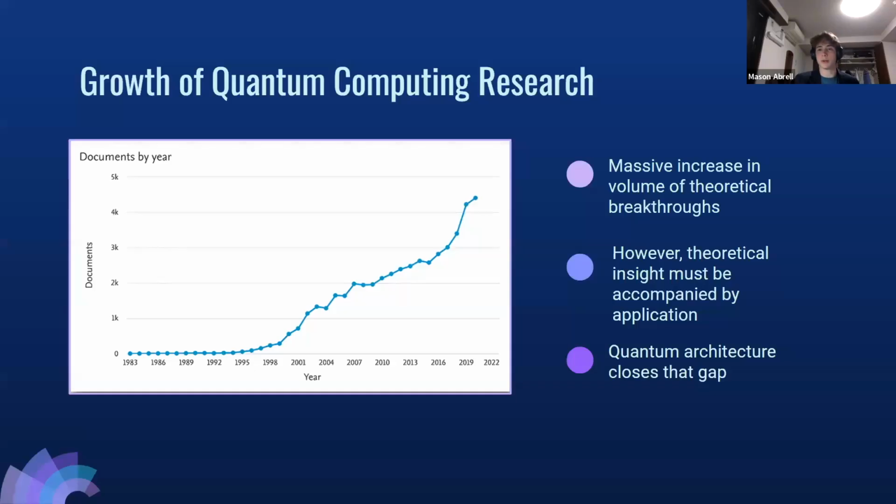So why is that so important? Well, recently, in the past couple decades, there's been a massive increase in the volume of theoretical breakthroughs in quantum computing. You can just see by the number of papers published every year that it's been vastly increasing over the past couple decades. And so these papers contain scientific breakthroughs which could revolutionize the field and push the commercial and common use of quantum computing closer to reality.